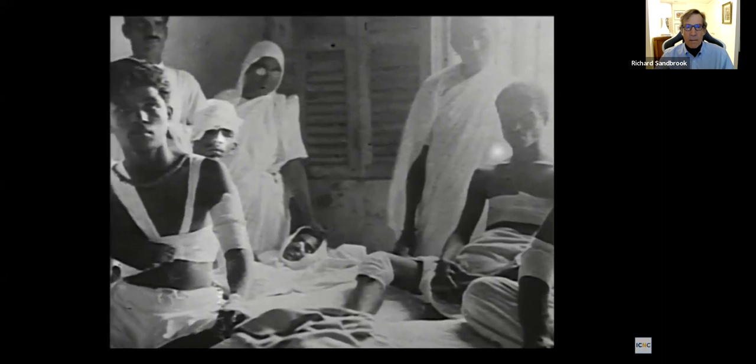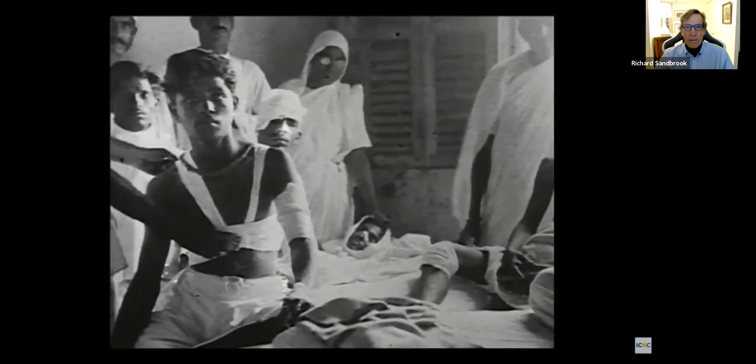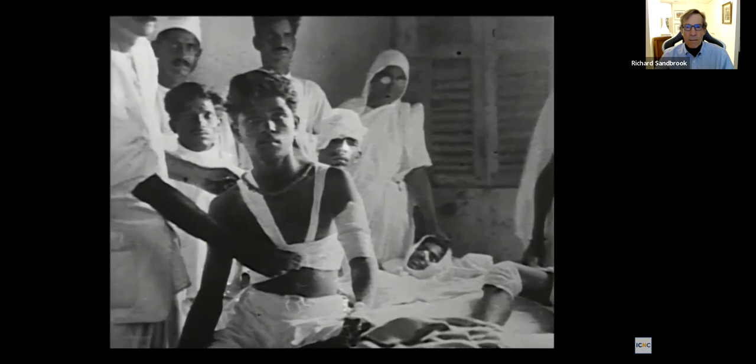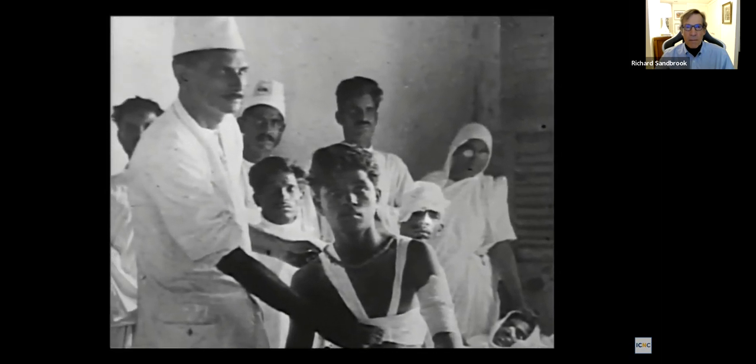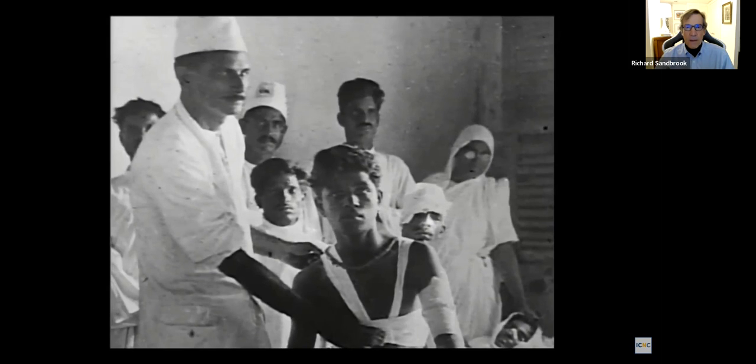One Satyagrahi explained, "Our object was to show the world at large the fangs and claws of the government in all its ugliness and ferocity. In this, we have succeeded beyond measure."